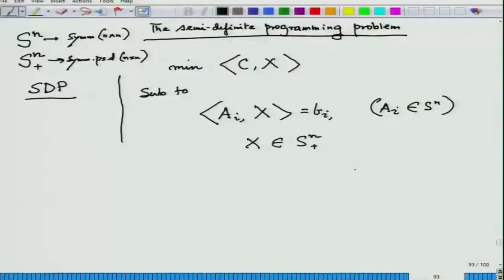Now, the question, as I told you earlier, is that this problem is not just a linear problem in matrices. It is not just a linear programming problem in matrices.